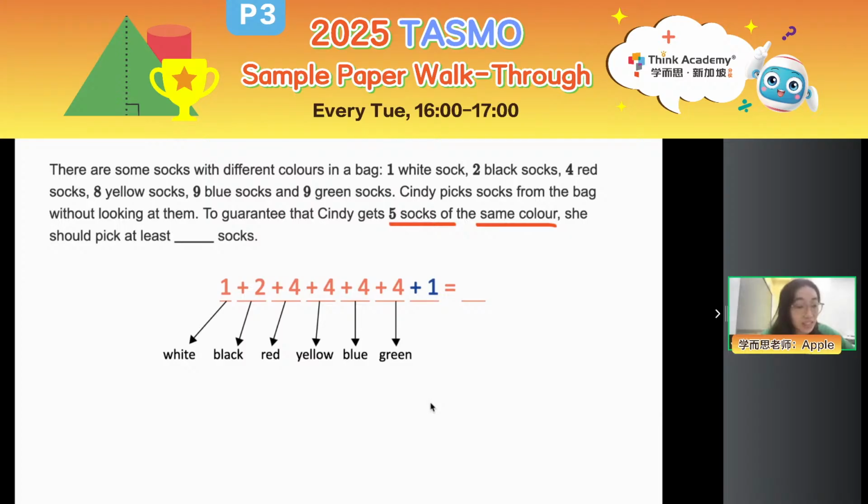Okay, so what is the answer here? What is the answer here? Good job. It should be 20. Okay, she should pick at least 20 socks.